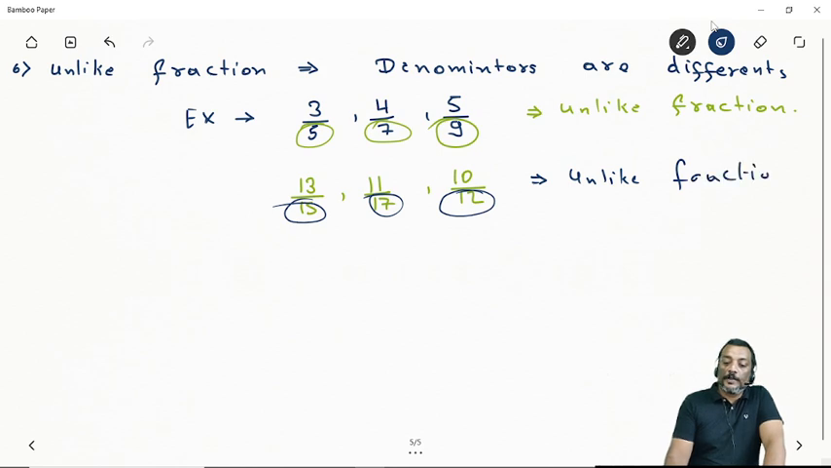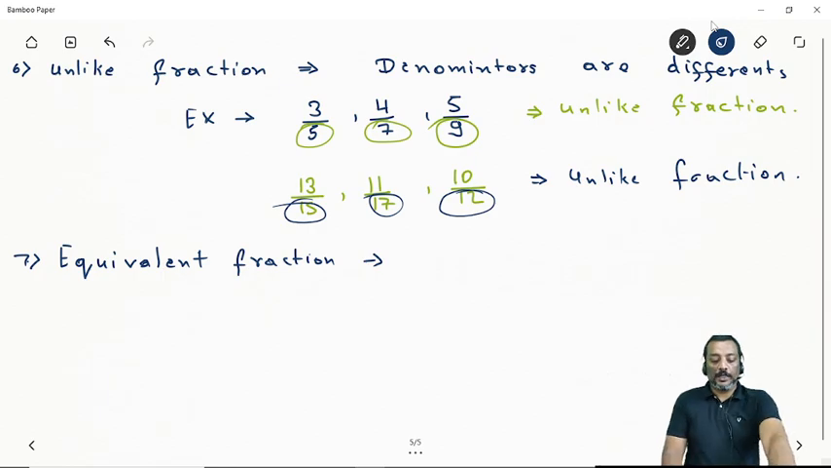Now the last fraction is called the equivalent fraction. It is very important because it is used to simplify fractions, and it is also called equal fraction in many ways. Okay, so let's see equivalent fractions. Simply, by definition, any fractions whose numerator and denominator are multiplied or divided by the same number are called equivalent fractions.